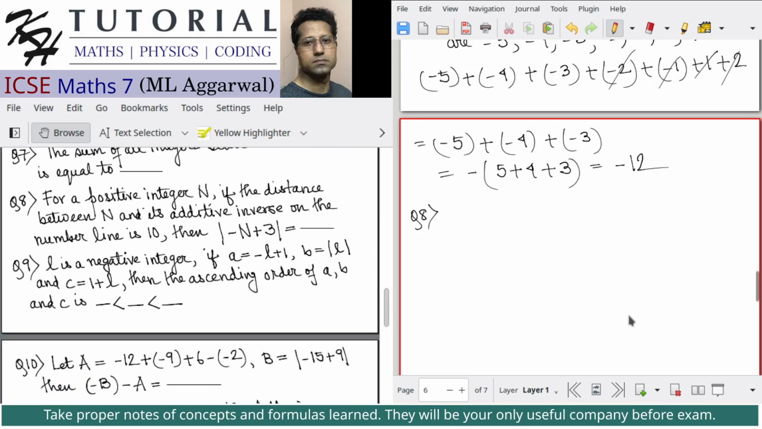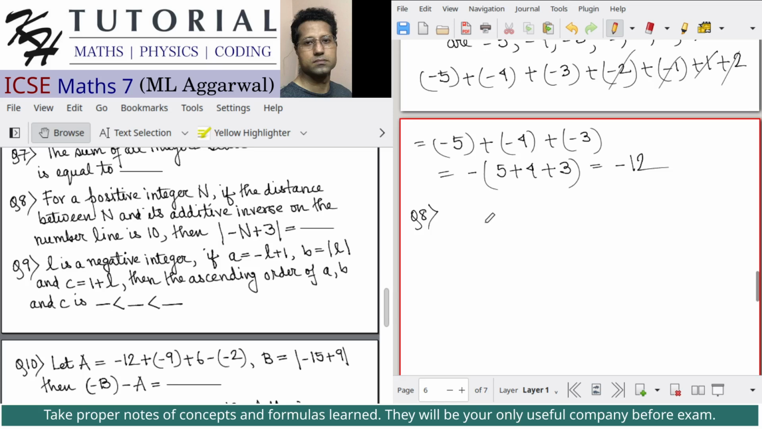For a positive integer n, if the distance between n and its additive inverse on the number line is 10, then what will be the value of the absolute value of minus n plus 3?